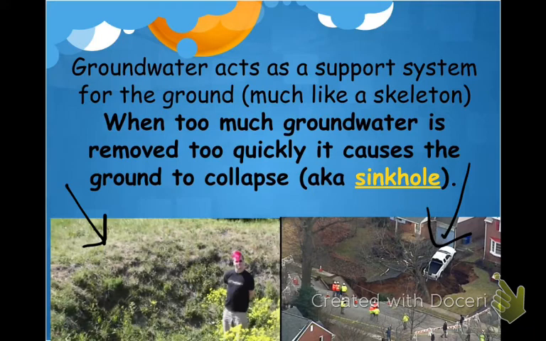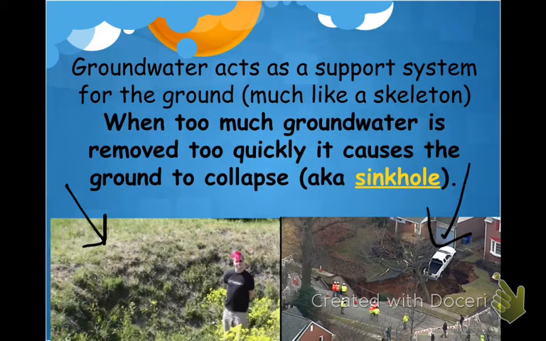Remember, the water that's in between all the little gaps and pores is acting like a support system for the ground. And so if you remove all of that, especially very quickly, it can cause the ground to shift and move further down below, and that can then cause all the area above it to not be supported, and so therefore it will collapse or sink.